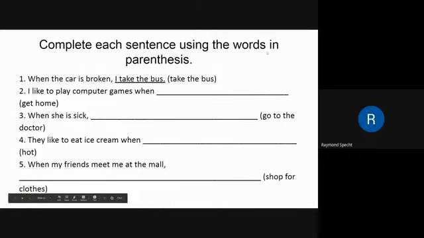Okay, so here you're going to complete each sentence using the words in parentheses. I want you to take about 5 or 6 minutes here and make sentences. Here's the word you're going to use for your answer. It's not complete, because take a look at what they did here: When the car is broken, I take the bus. They just put "take the bus" there. If you just put "take the bus," your answer is going to be wrong. So you have to think. I want to give you about 5 minutes to finish up this page, and then we'll go over the answers together.